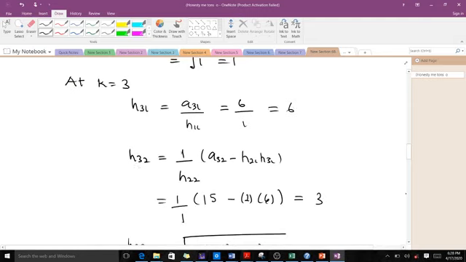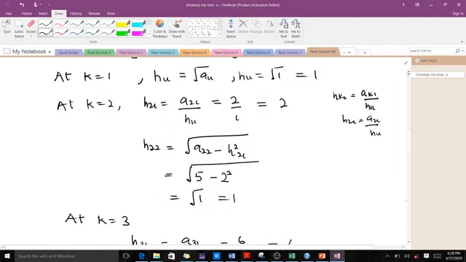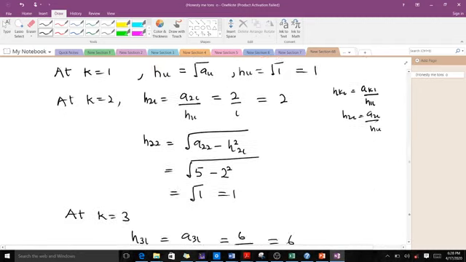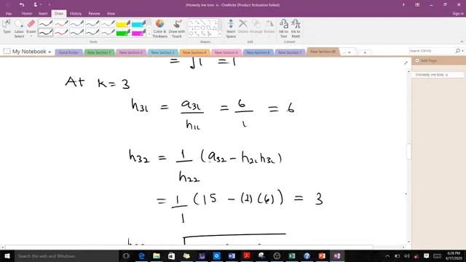Then our h32 is equal to 1 over h22, a32 minus h21 a31. So you realize that our h22 has been found to be 1. Then our a32 in the matrix is 15. You can check the matrix. Our h21 has been found to be 2 and h31 is 6. So when you put everything in, you are going to get h32 to be 3.